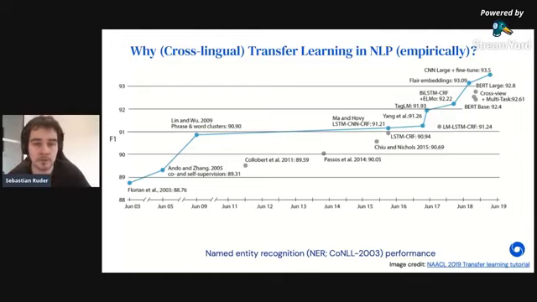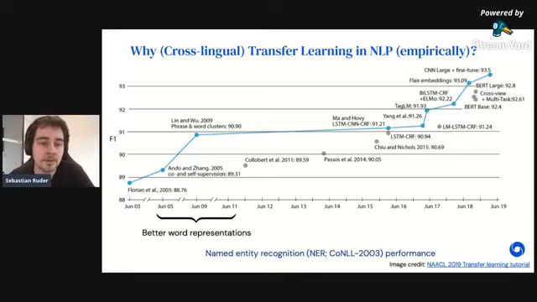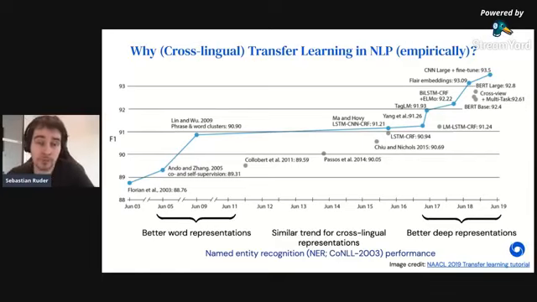Another interesting observation from this slide is that most of the early advances on this task, and generally on a wider range of NLP tasks, have been due to better representations on the word level, whereas most of the recent advances have been due to better deep representations, for instance building on deep pre-trained language models. There's been a similar trend for cross-lingual representations: researchers also early on worked on learning cross-lingual representations on the word level, and more recently we've seen work moving to learning deep multilingual representations, which is mainly what I'm going to be talking about today.